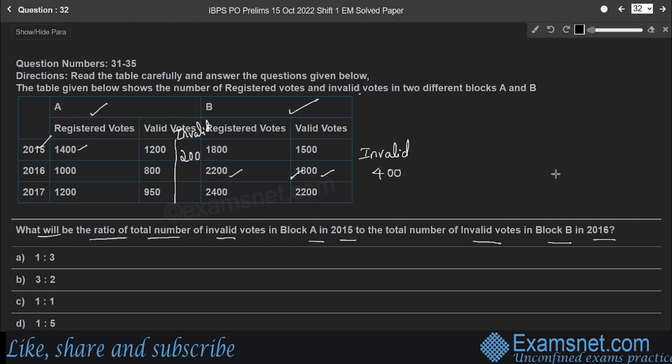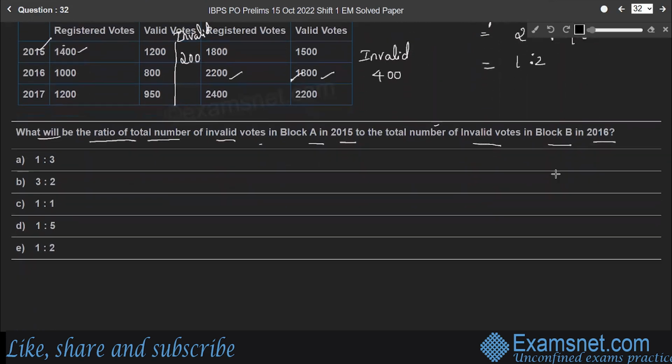So we have to find the ratio. The required ratio of the total number of invalid votes in block A in 2015, so 200, to the total number of invalid votes in block B in 2016, 200 to 400. So the ratio is 1:2, right? Therefore, the answer is option E.